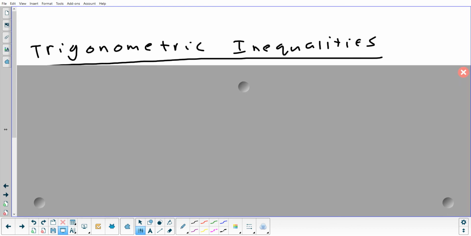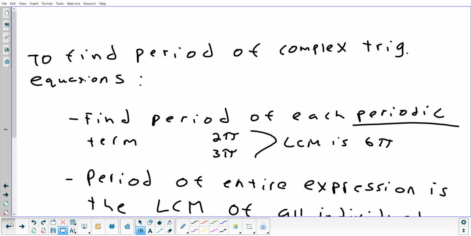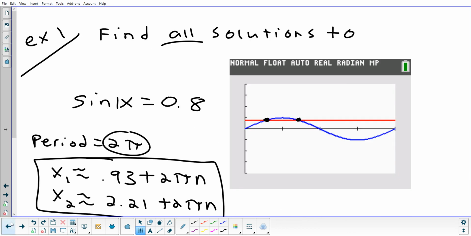We did solving trig equations. Now we're going to look at solving a trig inequality. Let's go back to one of the first ones we did. That's a good one. And let's say I wanted to know where that graph was below the x-axis. Well, from 0 to 2 pi, that would be from here to here. So there is an interval that starts here and stops here that's below the x-axis.